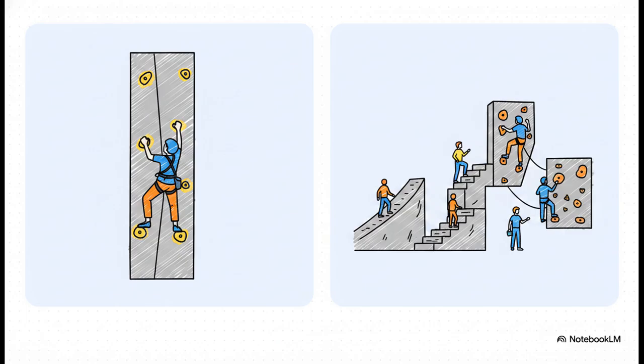Scaffolding? That represents the temporary handholds, the grips, the safety harnesses. These are highly specific, micro-level supports given to make sure a learner can climb a particular, challenging height safely. They don't change the wall itself, they just help you scale it.